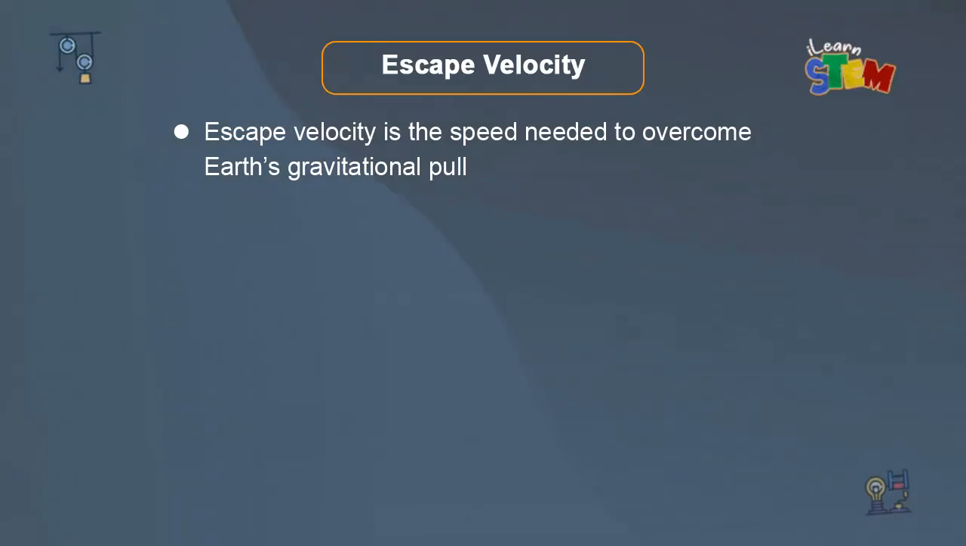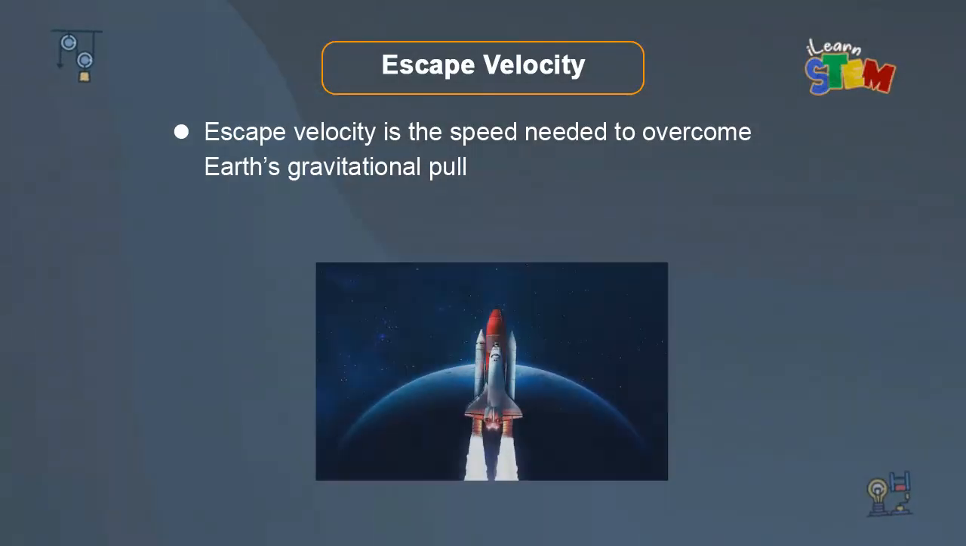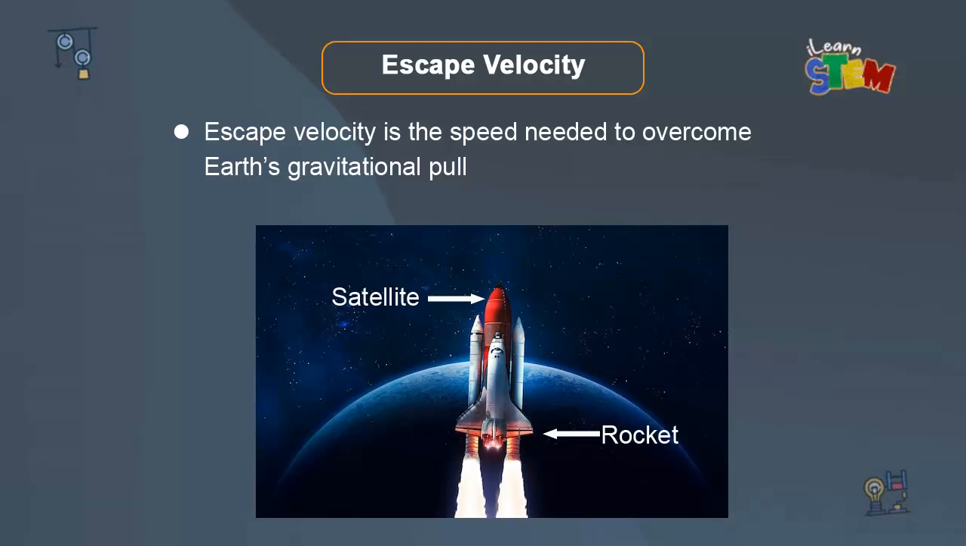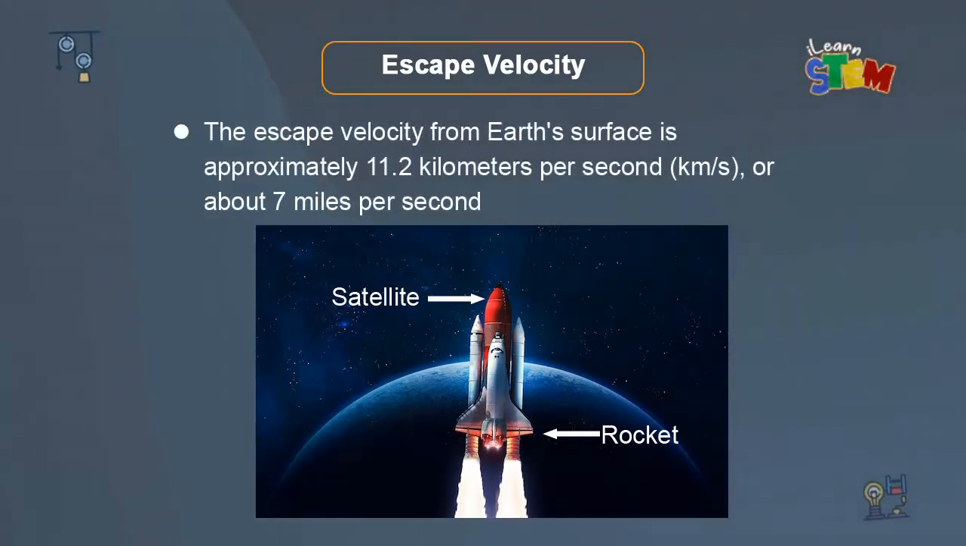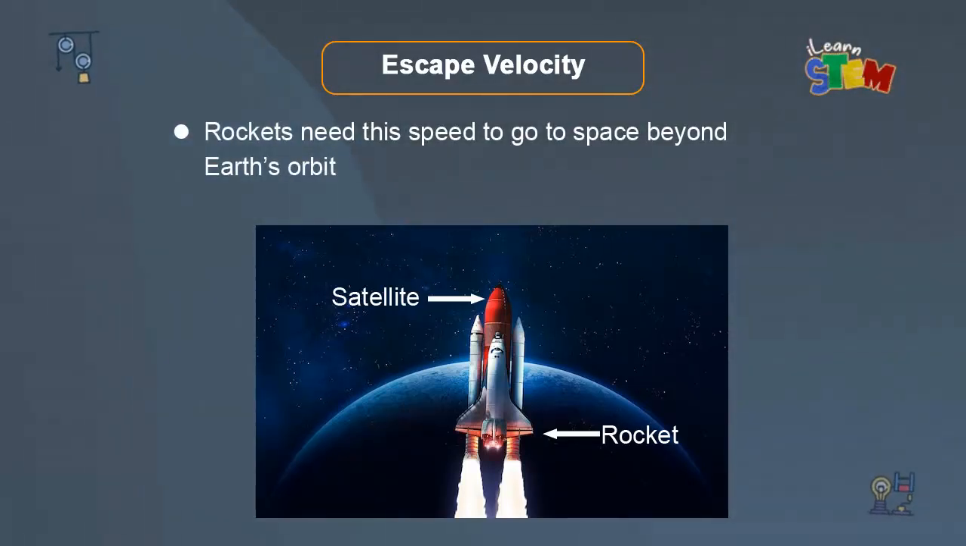Let's talk about escape velocity. This is the minimum speed an object must reach to completely break free from Earth's gravitational pull. Imagine throwing a ball into the air, it always comes back down. That's because gravity keeps pulling it back. But if you could launch that ball at a speed of 11.2 kilometers per second, that is 7 miles per second, it would have enough energy to escape Earth's gravity entirely, and it would never return. This speed is called escape velocity. It's the critical speed rockets must achieve to leave Earth's atmosphere, and journey to the Moon, Mars, and other planets.